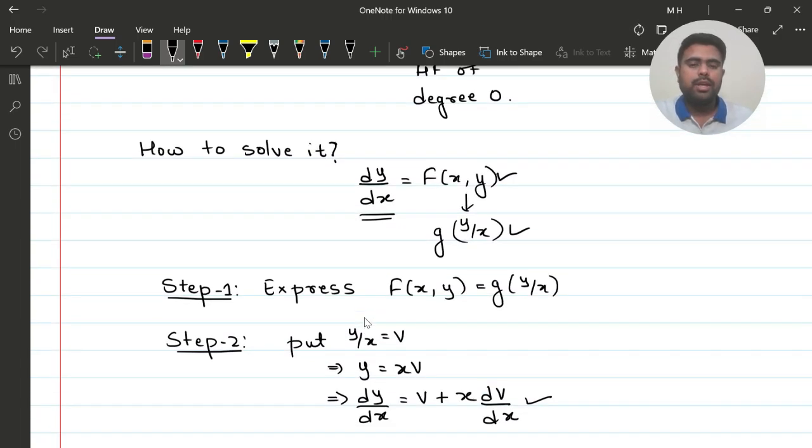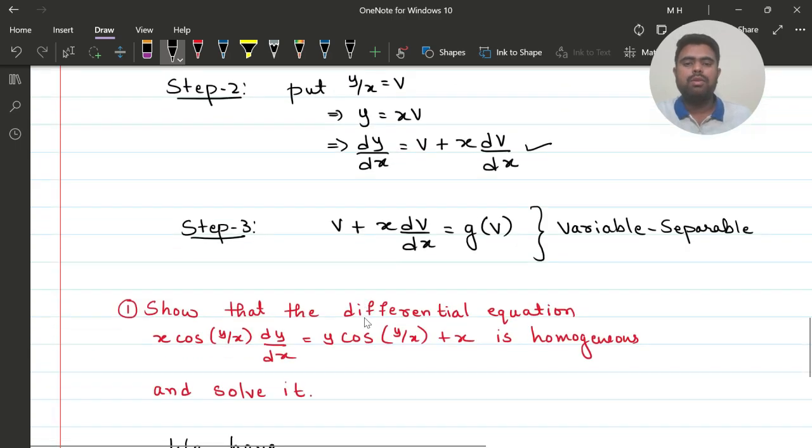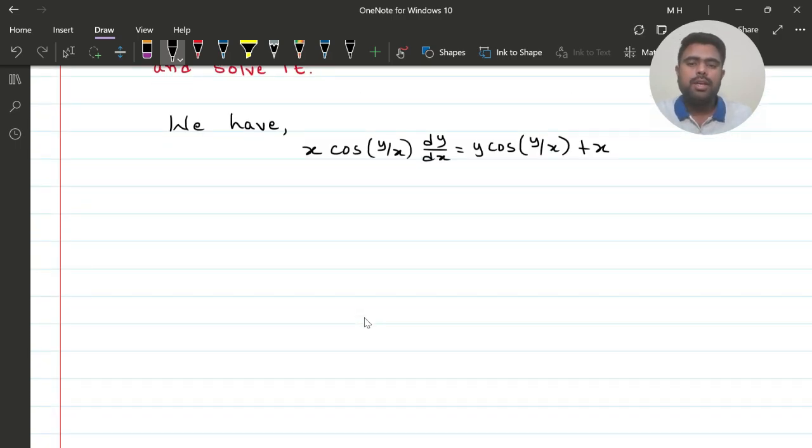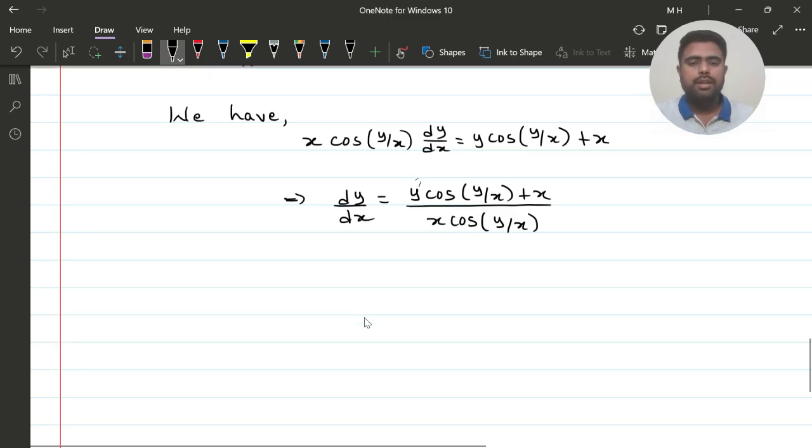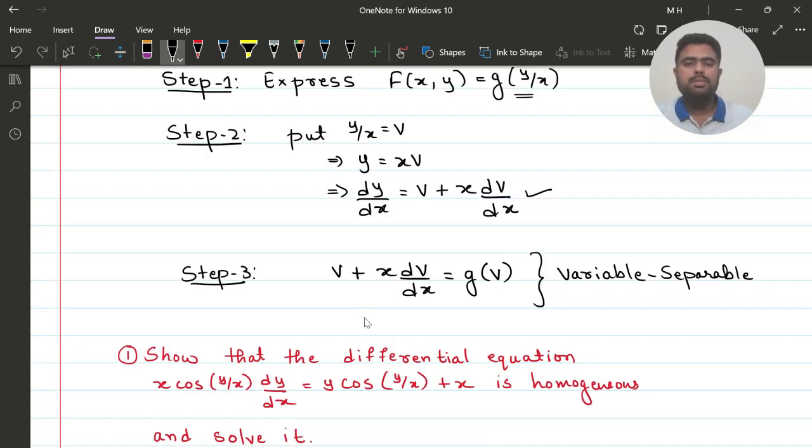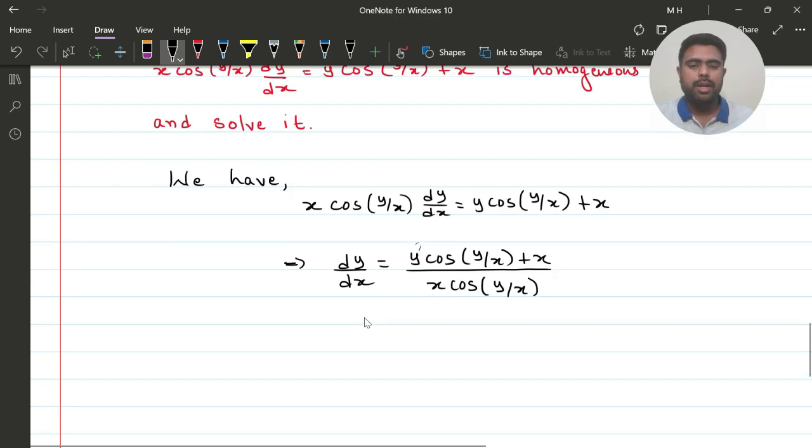Express f of x comma y as g of y by x. In order to get f of x comma y, we have to first write it in the form of dy by dx equal to f of x comma y. So I will keep dy by dx here itself. So what will I get? Dy by dx equal to y cos of y by x plus x divided by x cos of y by x. Fine. So now once I have it, the first step says express the f of x comma y in the form of y by x.